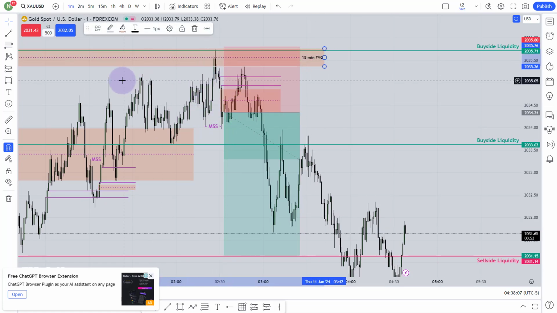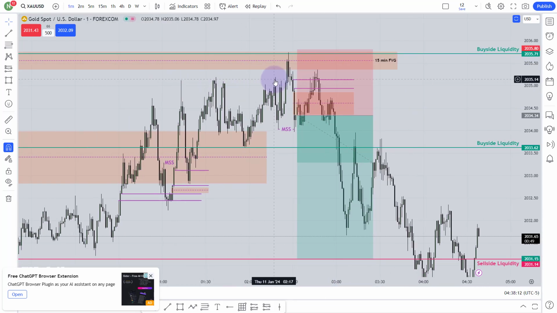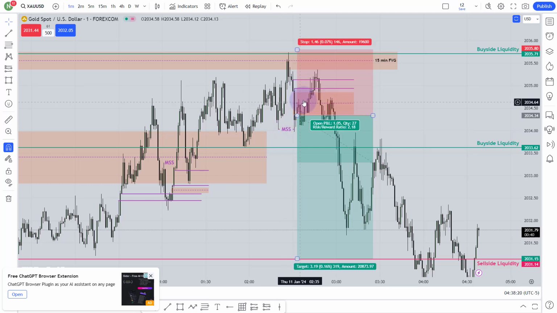Market has taken all of this buy side liquidity. See this high, that high, and this high. All of these three highs made relatively equal highs. Price has taken that buy side liquidity. After taking the buy side liquidity, very clean displacement, market structure shift. This is your two fair value gap.